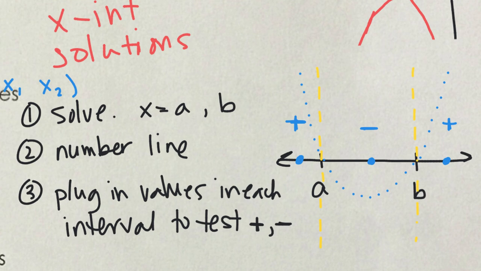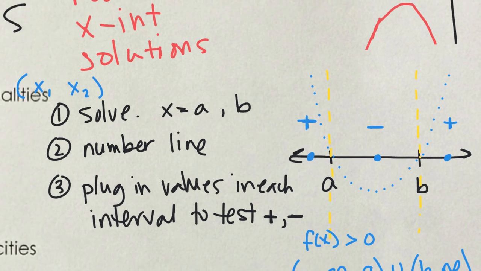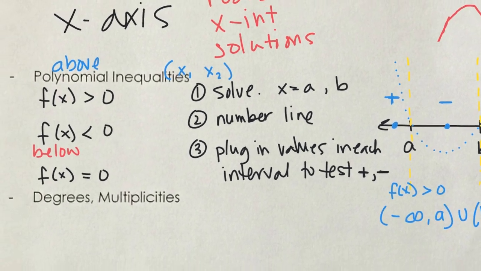If we were looking for where our function is greater than 0, that happens from negative infinity to a, right? And then it happens again from b to infinity. So your answers for a polynomial inequality are always intervals. Intervals where the graph is above the x-axis or intervals where the graph is below the x-axis. Okay, those take the most amount of work.